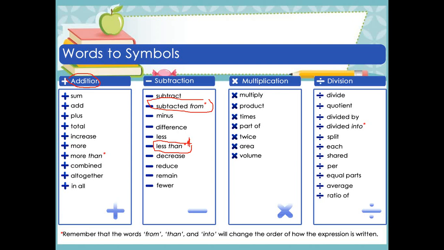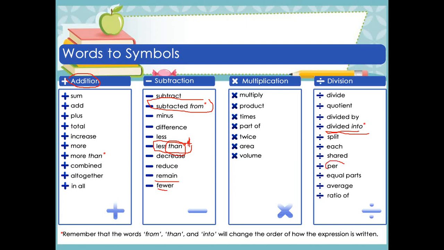What you have here, you will write it first, then you will write minus, then what you have here. So decrease, reduce, remain, fewer. If you have fewer than, it will also change the order. The problem is always the word then. If you have then, you will need to change the order. Multiplication: multiply, product, times, part of, twice, area, finally volume. Division: quotient, divided by, divided into, this will change the order also. Split, each, shared, per.